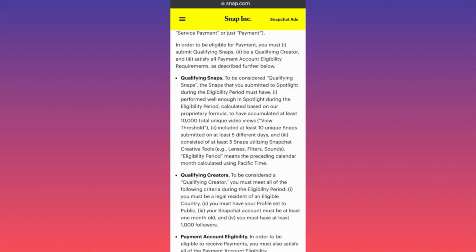Guys, this was 1,000 before, now it's 10,000. 10,000 unique video views. Do you see what we're even talking about? At least 10 unique snaps submitted, of which at least 5 snaps utilize Snap creative tools. So you have to use one of these lenses, filters, or sounds to be eligible.